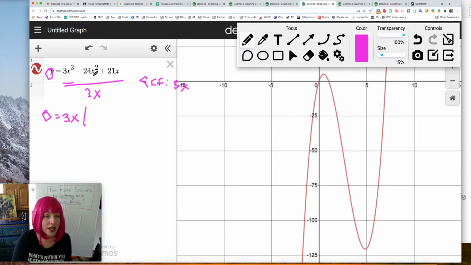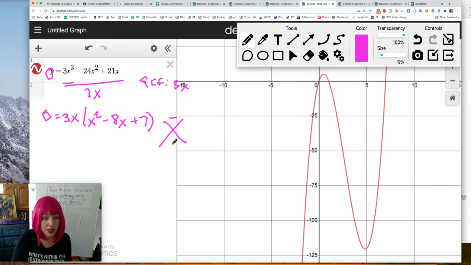You'd have to divide each of these by 3x. So here when I divide that, I get 1x squared, or I can just write x squared. Here I divide this and I get negative 8, and there's an x left over. And here I divide that and I get positive 7, and the x's would cancel out and I wouldn't have any x there. Now I'm going to factor what's in the parentheses here.